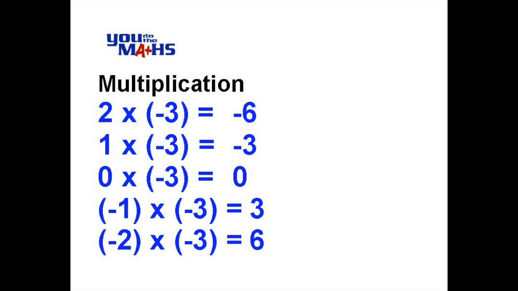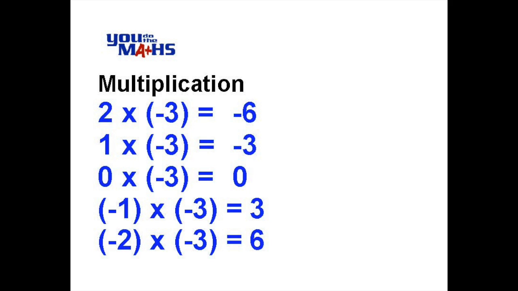Now there's a very easy way to remember this. If we have two numbers of the same sign being multiplied, the result will be positive. For example, positive 1 multiplied by positive 3 we know is 3, and 2 multiplied by 3 is equal to 6. Well, the same thing occurs if we're multiplying a negative by a negative.